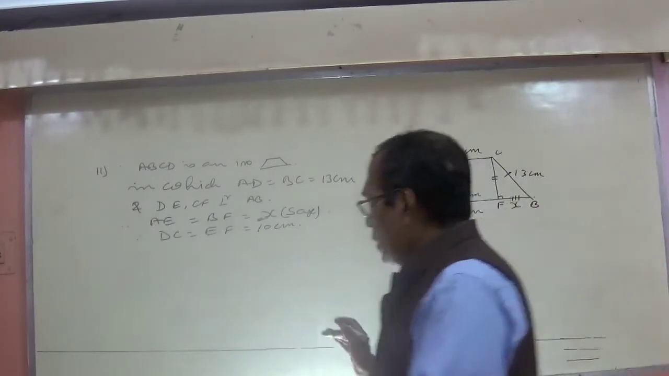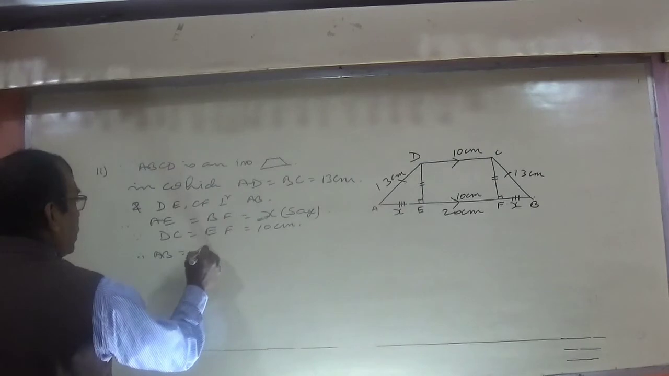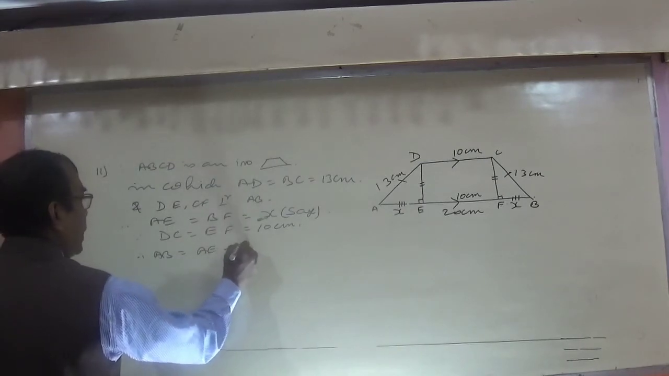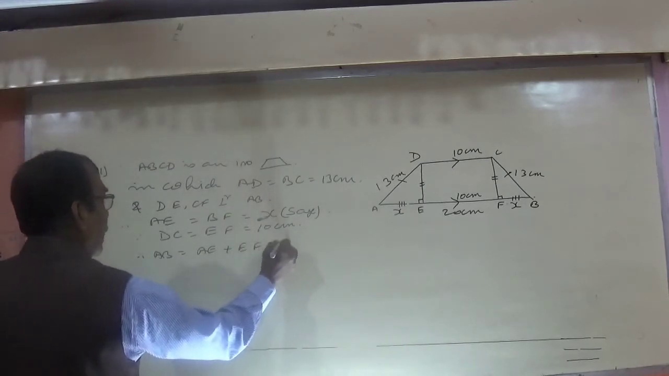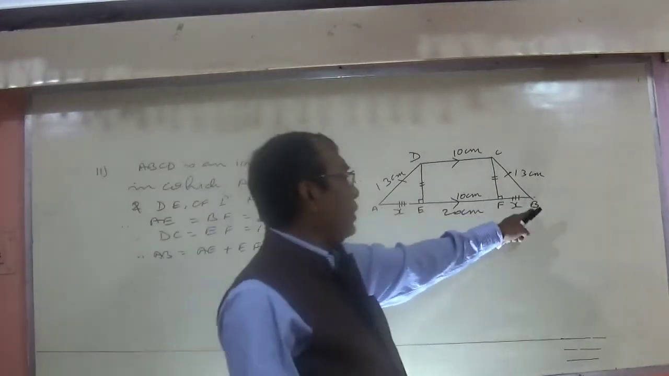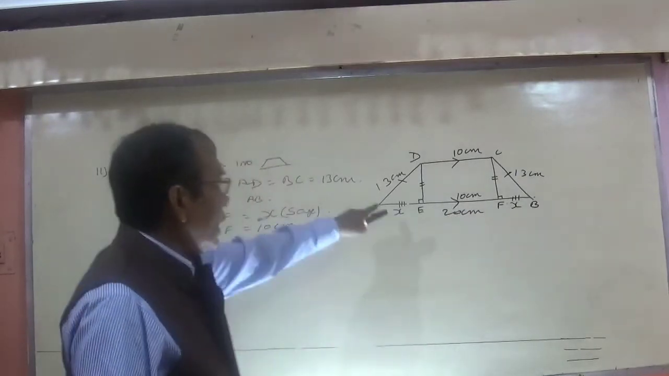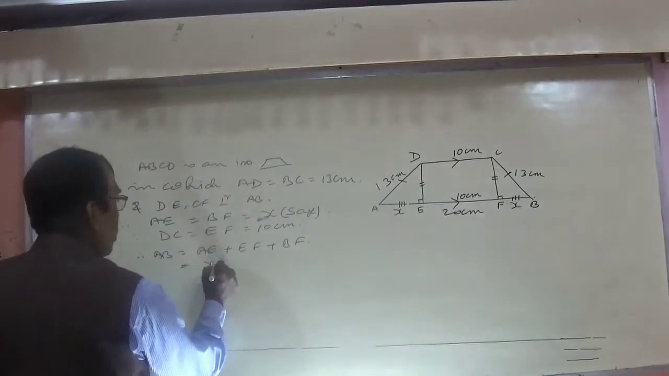So therefore AB is equal to AE, EF and BF. What I have done is split this: AB is equal to AE, EF and BF. What is AE? x. What is EF?